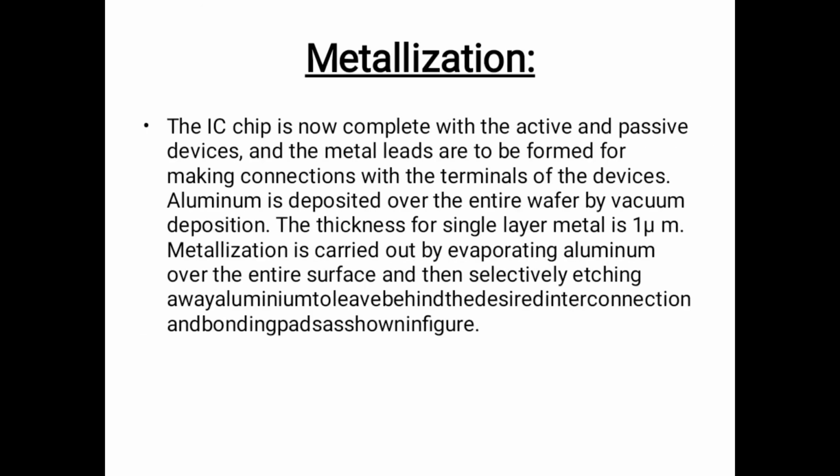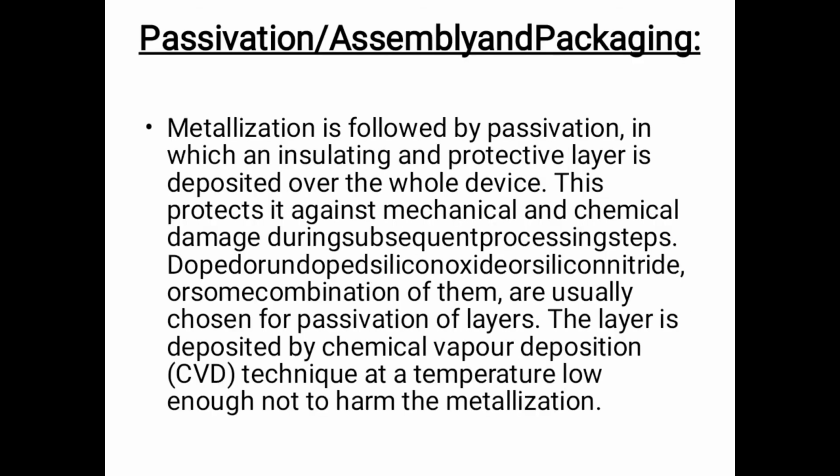Metallization. The IC chip is now complete with the active and passive devices, and the metal leads are formed by making connection with the terminals on the device. The thickness of the single layer metal is 1 micrometer. Metallization is carried out by evaporating aluminum over the entire surface and selectively etching away aluminum to leave behind the desired interconnections and bonding pads as shown in the figure.